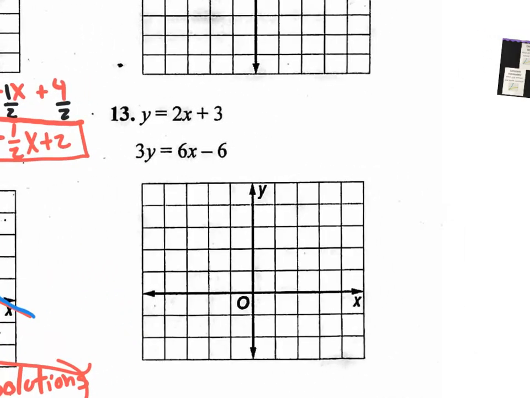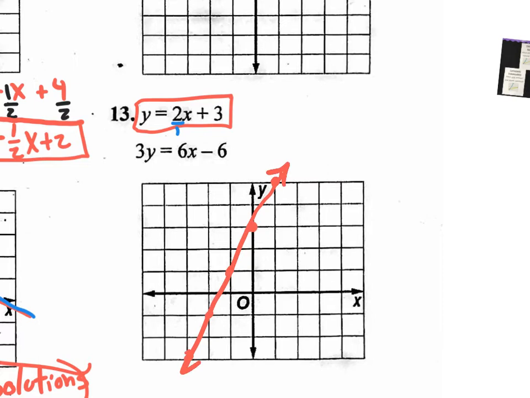How about number 13 here? If I were to graph this one, the top one's ready to go. It crosses at 3. From that point, what do? 2. Up 2 over 1, right? The slope is 2 over 1. So if I go up 2 over 1, I end up right here. And you could go the other way and keep going the other way. And there's your red line.